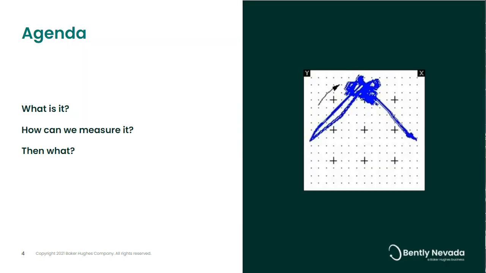Thanks, John. Through the course of this webinar, we'll discuss what Runout is, how it is defined, how it is created, and then we'll move into different ways that it can be measured and some of the considerations when you need to quantify it. And finally, we'll review what some of the next steps are. Does it need to be fixed? Do you just need to account for it in your diagnostics? Can you cancel it out?